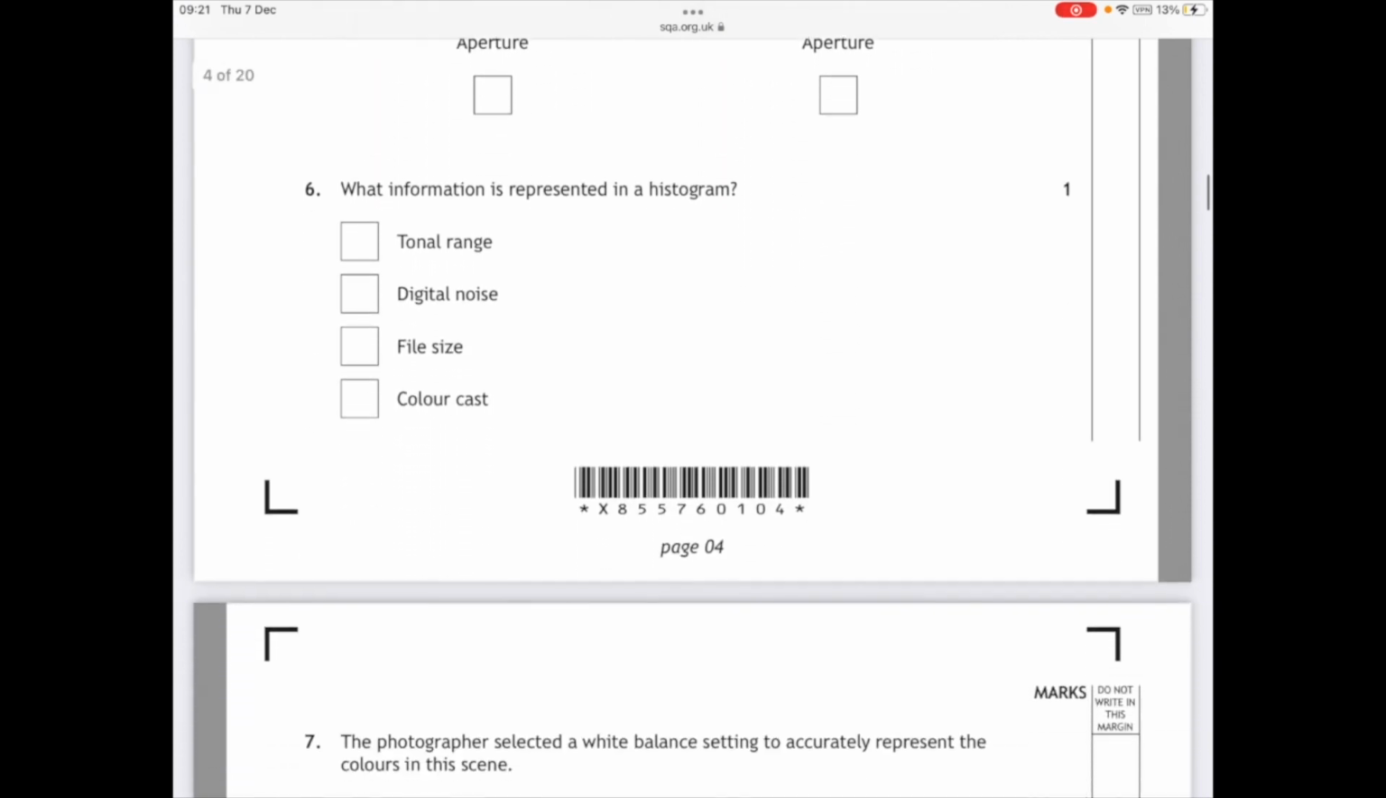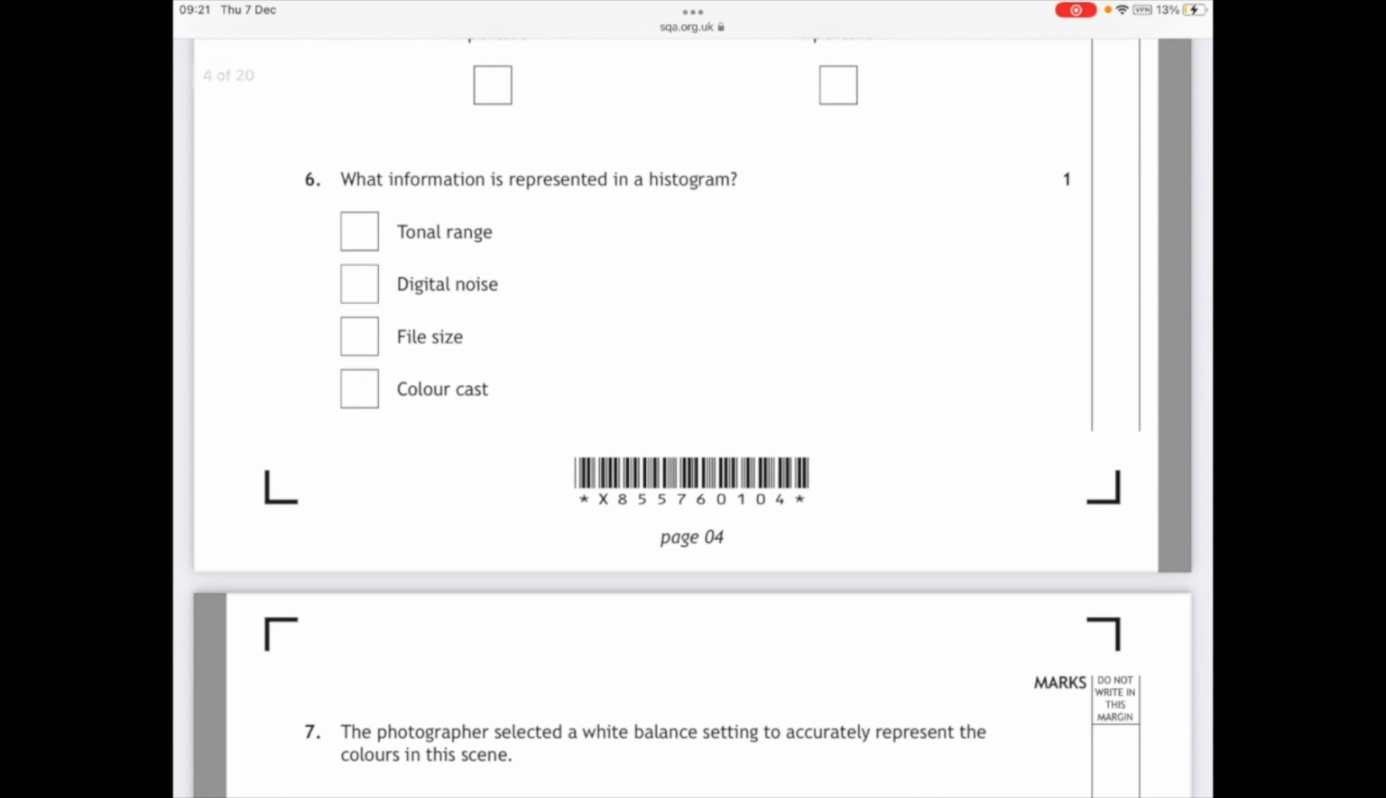I'll move on. What information is represented in a histogram? Okay, I'll give you a second to have a think about that one. So what information is represented in a histogram?